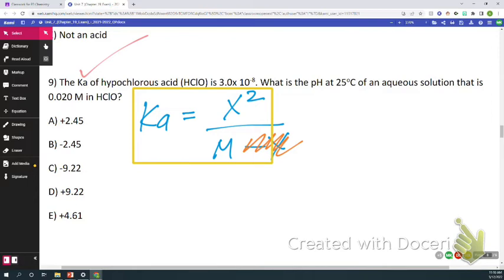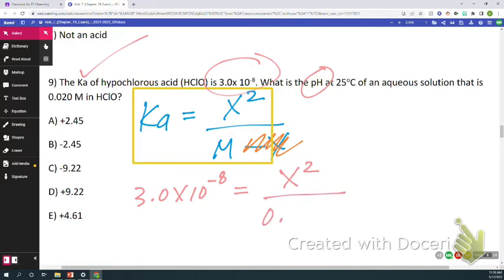But this equation also is not on your equation sheet, and it's not something I give you, because you should be able to derive this using an ICE box. But that gets a little crazy. So, anyways, they gave you the Ka, so it's 3.0 times 10 to the negative 8 is equal to x squared. They want to know the pH, by the way. It says, what is the pH? And they gave you the molarity, it's 0.020. And I'm going to ignore that minus x in the denominator, even though it exists.